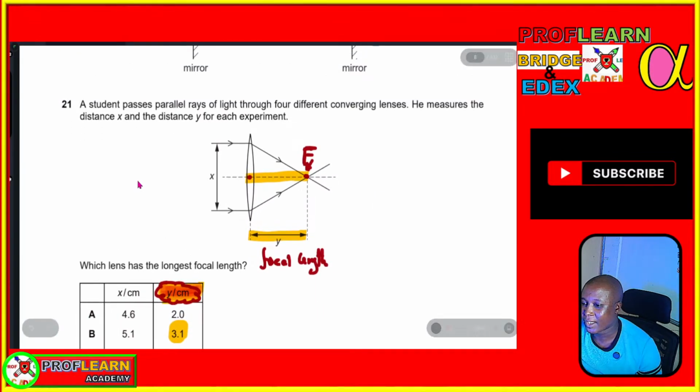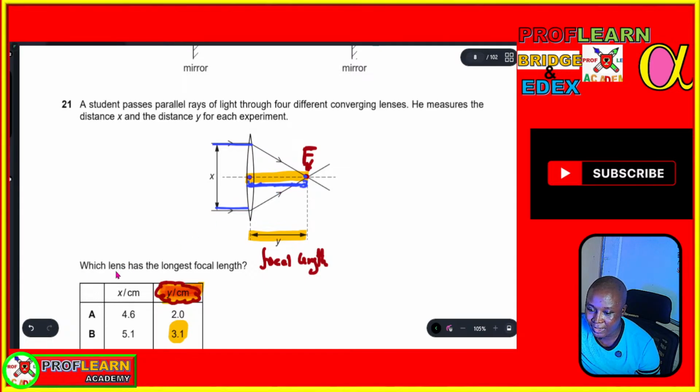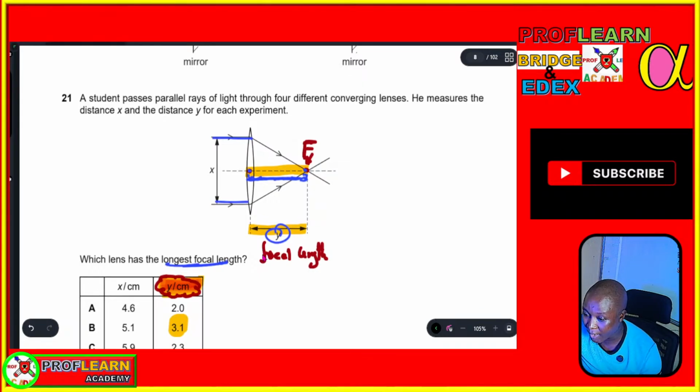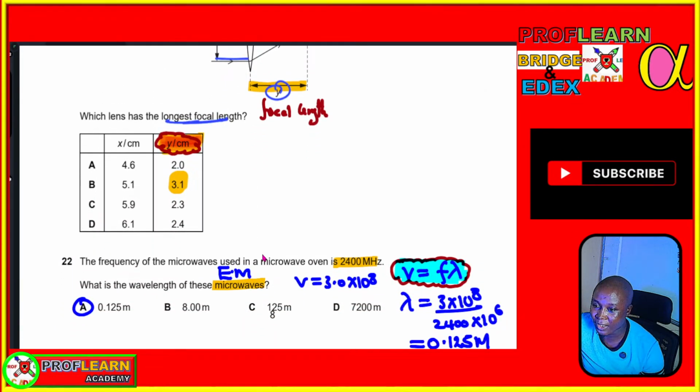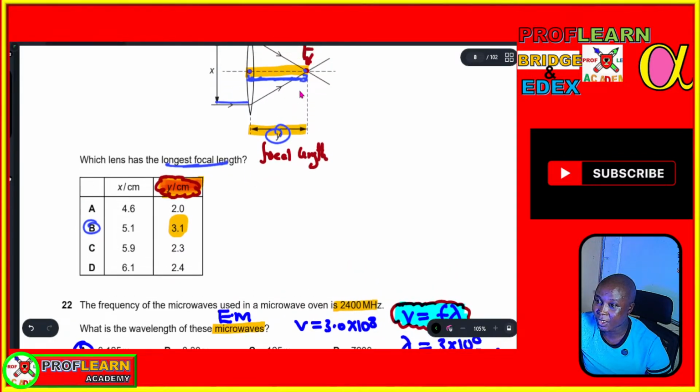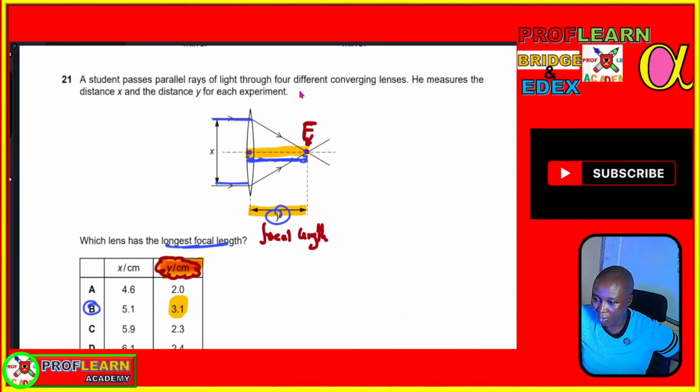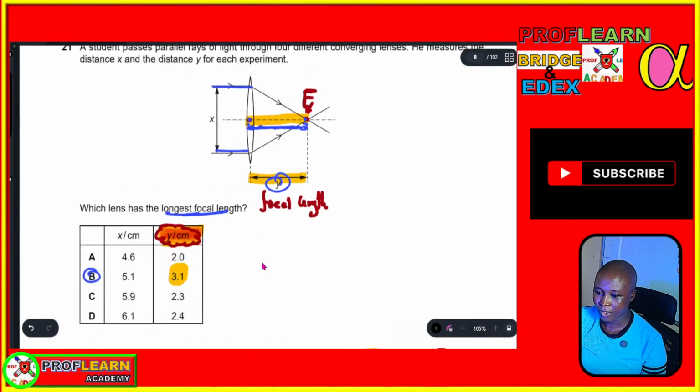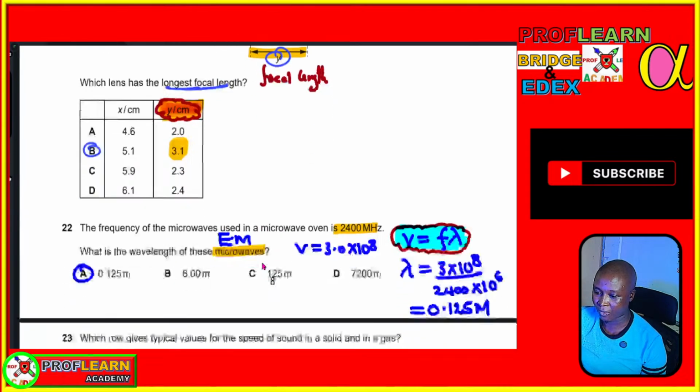You need to understand that the point where the rays which are parallel meet is the principal focus, but the distance from the lens to that point is what we call the focal length. So which lens has the longest focal length? You are just going to look at the value of y which is the largest, because this distance y is representing the focal length.